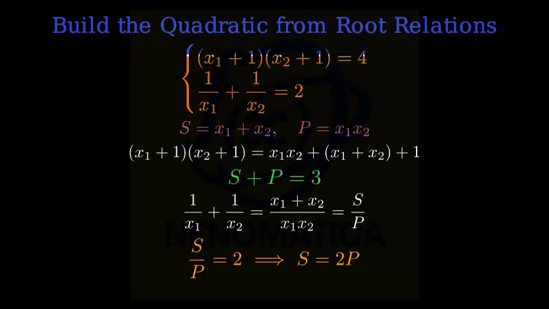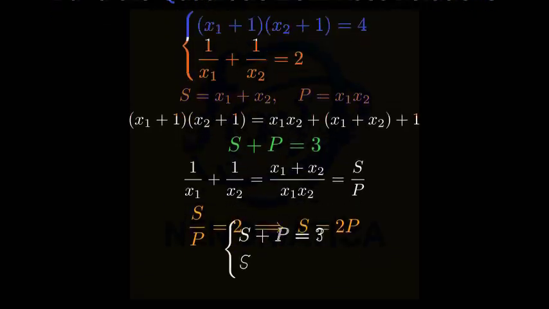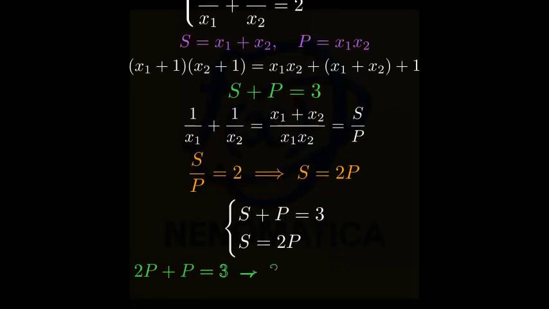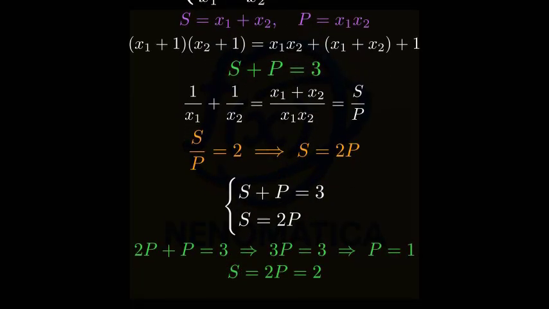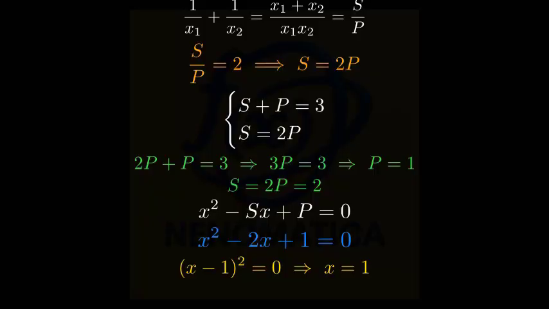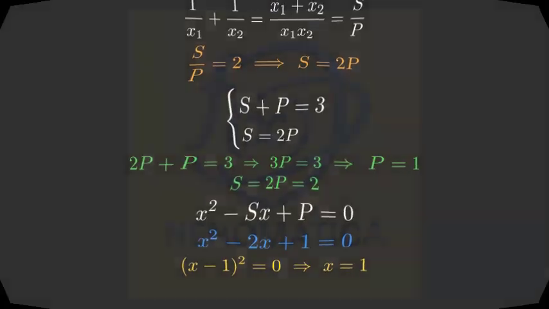Step 3. Solve the system S plus P equals 3 and S equals 2P. Substitute S equals 2P into the first equation to get 3P equals 3, hence P equals 1, and S equals 2. Step 4. Write the monic quadratic with those roots: x squared minus sx plus p equals 0. Now substitute S equals 2 and P equals 1 to get x squared minus 2x plus 1 equals 0. This factors as (x minus 1) squared equals 0. So the double root is x equals 1. Summary. We transform the relations into S plus P equals 3.